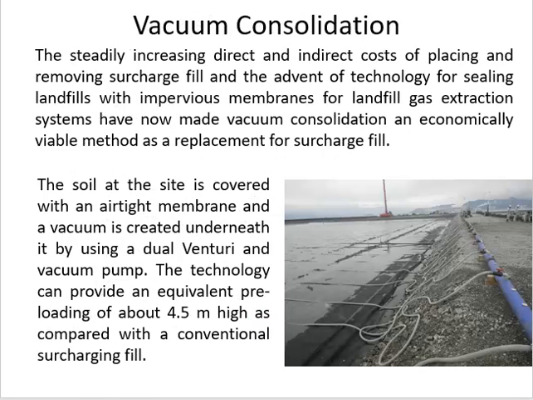Next method is vacuum consolidation. In this method, the soil to be treated is covered with an airtight membrane like geomembrane, and vacuum is created using a vacuum pump. This method can provide an equivalent preloading of about 4.5 meter high as compared with a conventional preload. The advantages with this method when compared with preloading are: there is no need of transporting and dumping surcharge on the soil, and it also reduces the time of treatment.